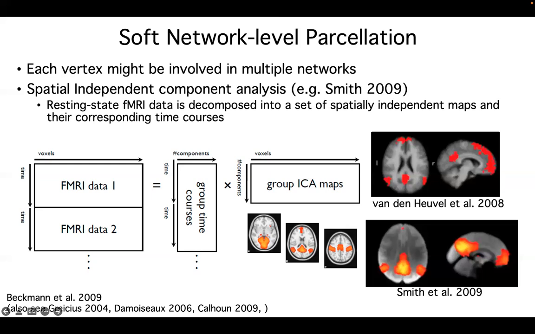And comparing this with the default network generated by a hard network level parcellation approach, we can see that they are very similar.